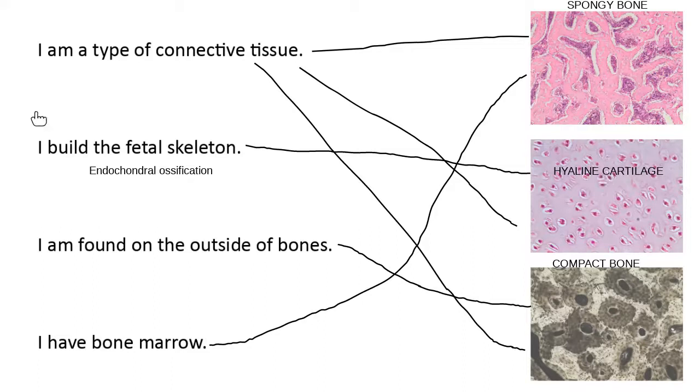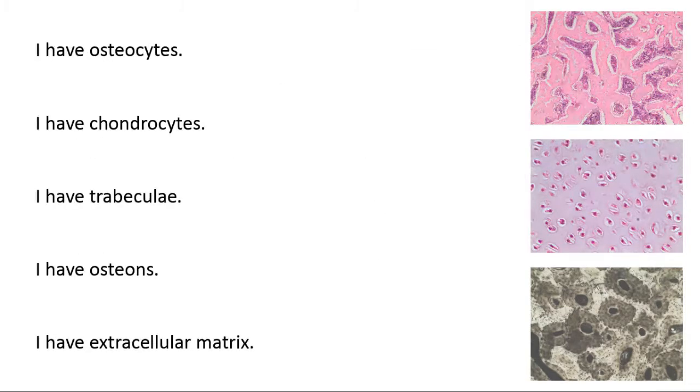All right, so our first 4 statements about our types of tissue, all of them connective tissues. We start off as a hyaline cartilage skeleton. We turn that hyaline cartilage into spongy bone and compact bone, and we store our bone marrow inside that spongy bone. Look at our next set of statements here.